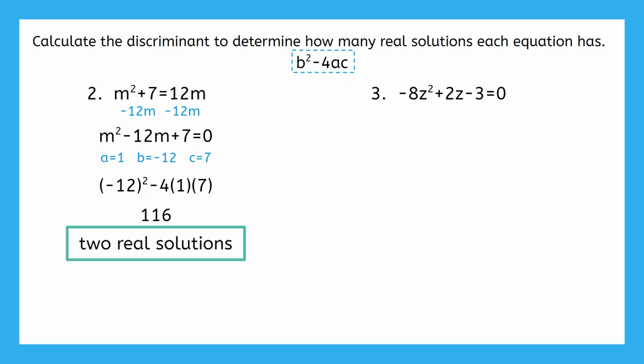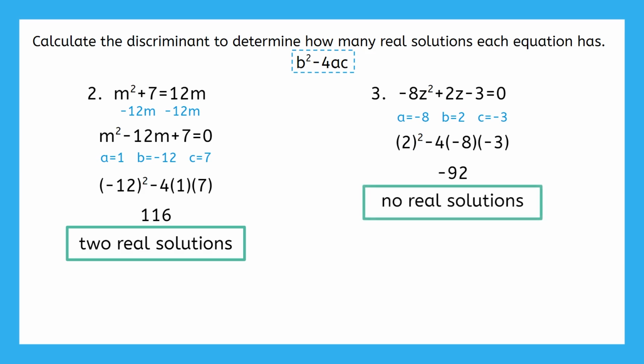And what about the third problem? After substituting in the values, we have 2 squared minus 4 times negative 8 times negative 3, which simplifies to negative 92. How many solutions will this equation have? The discriminant value is less than 0, so this equation will have no real solutions.